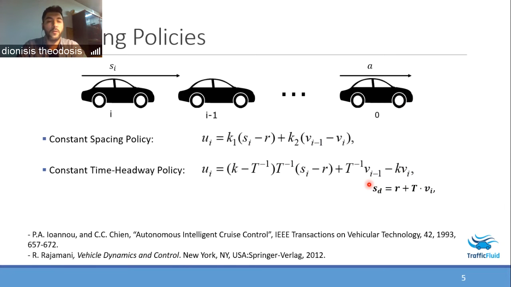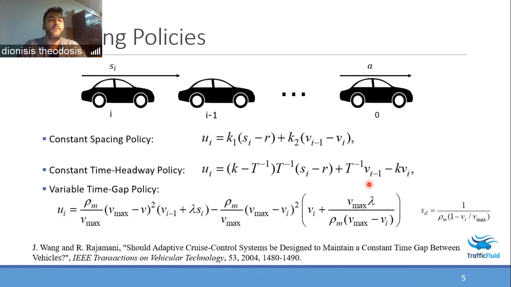There are also nonlinear controllers. For instance, we have the variable time gap policy, and this is its associated controller. In this policy, the distance between vehicles is not kept constant. It increases as the speed of the vehicle increases, and it is not proportional to the speed, as was the case with the constant time headway policy.